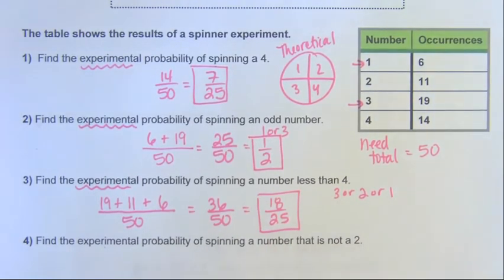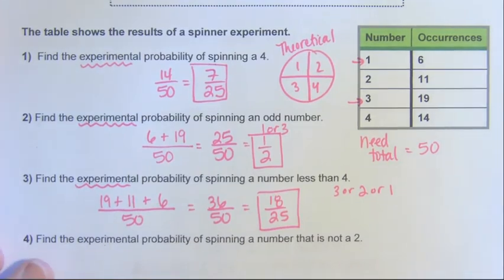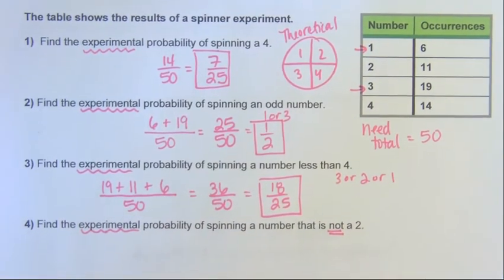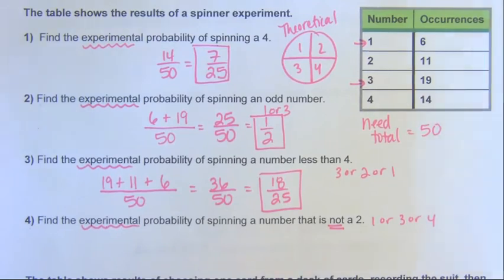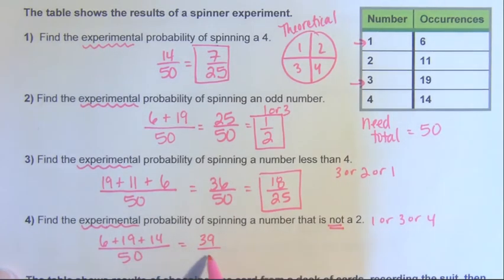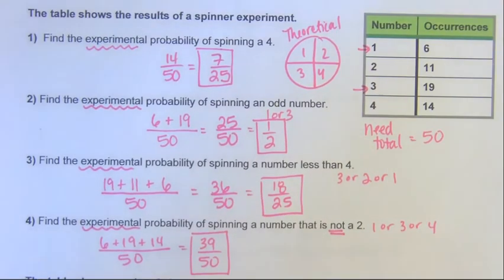All right, one more. Find the experimental probability of spinning a number that is not a 2. Again, this is experimental, so if I don't want 2, that means I want any of those other numbers. So a 1 or a 3 or a 4. So you're going to have to go through and add those up. You get a 1 6 times, you get a 3 19 times, and you get a 4 14 times. That's out of 50. And I get 39 out of 50, which doesn't reduce. So that's my answer.